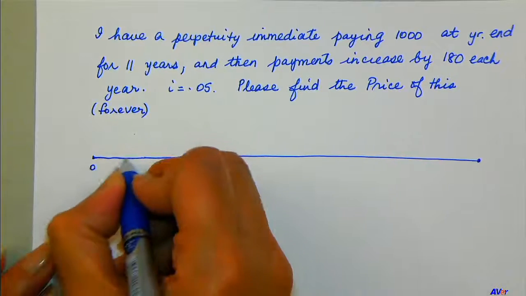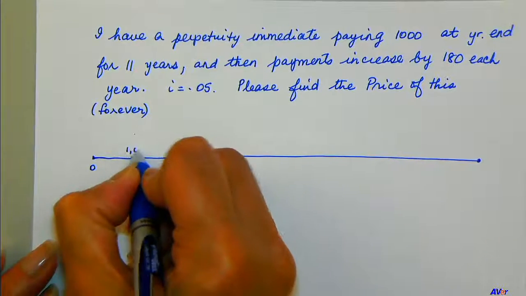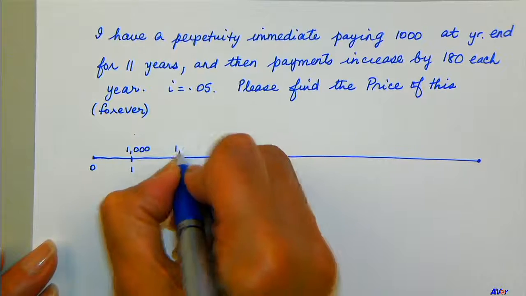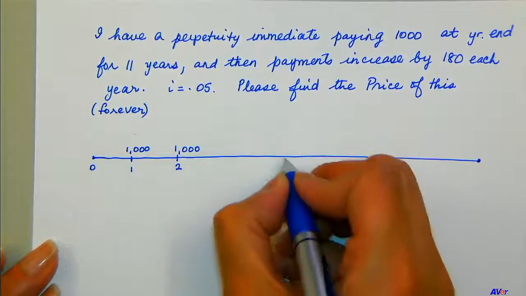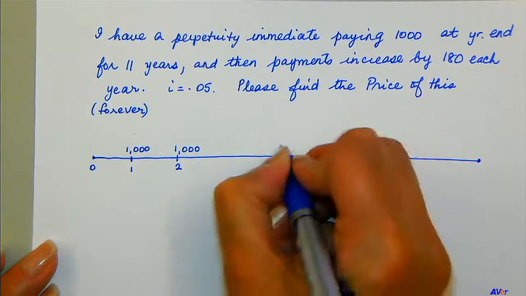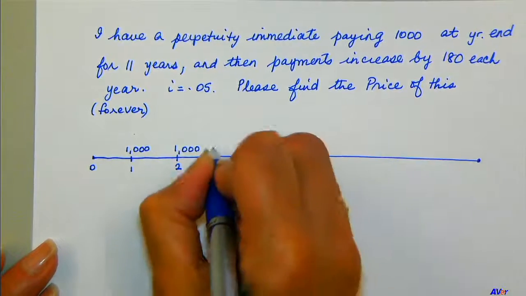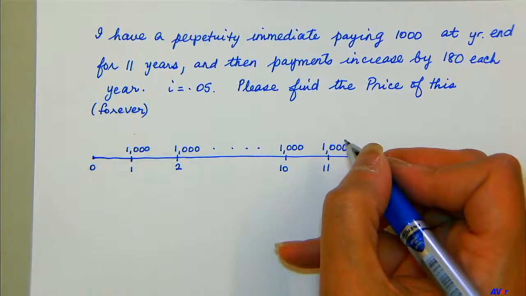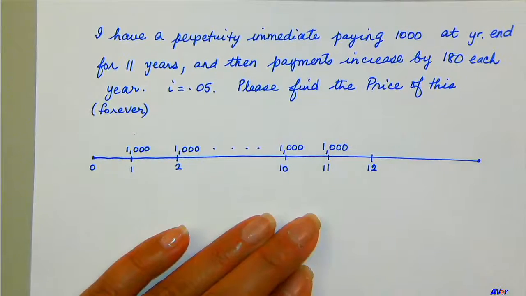So time 0, nothing happens. Time 1 pays 1,000. Time 2, 1,000. And this occurs for 11 years. So here's time 10, 1,000. Time 11, 1,000. And then at time 12, the payments start increasing by 180.